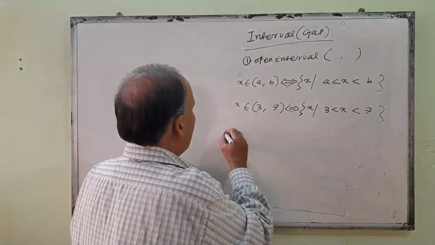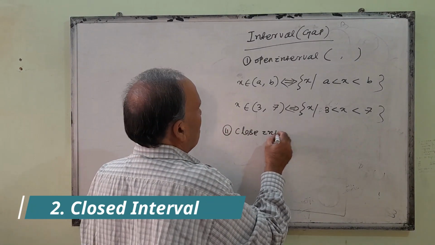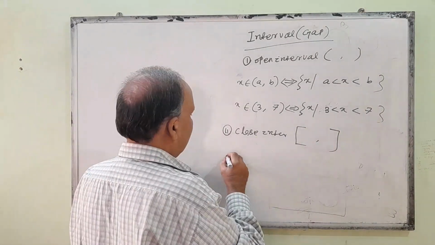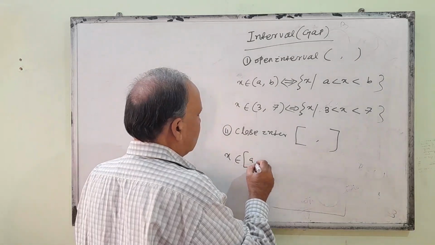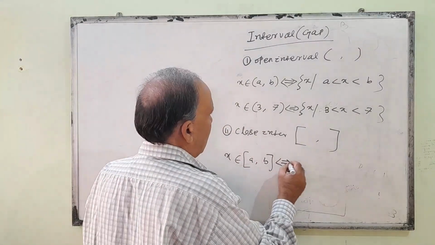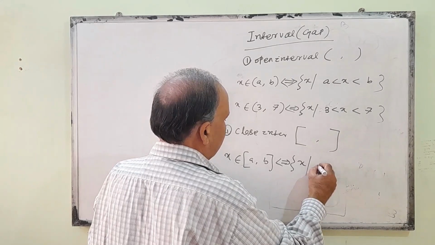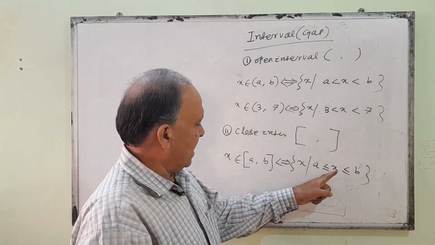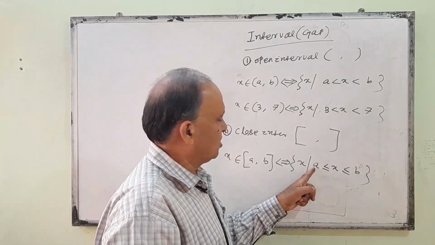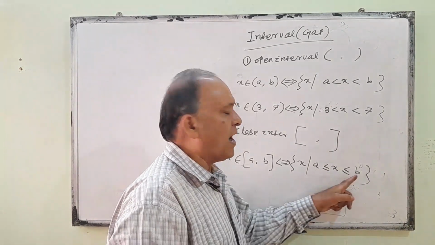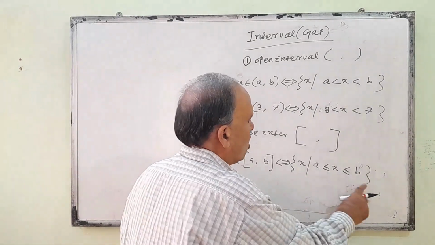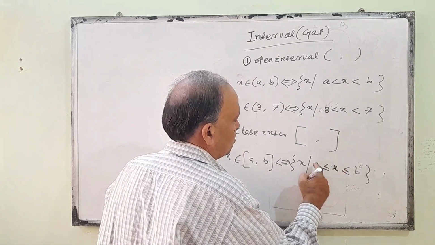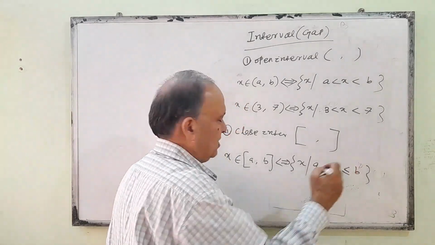Next come to your closed interval. What is its symbol? Like this. This is the closed interval. What is its definition? x belongs to the closed interval of AB implied by x such that A is less than or equal to x is less than or equal to B. That means x is within A and B and x can be equal to A and x can be equal to B. This is your open interval and this is your closed interval.